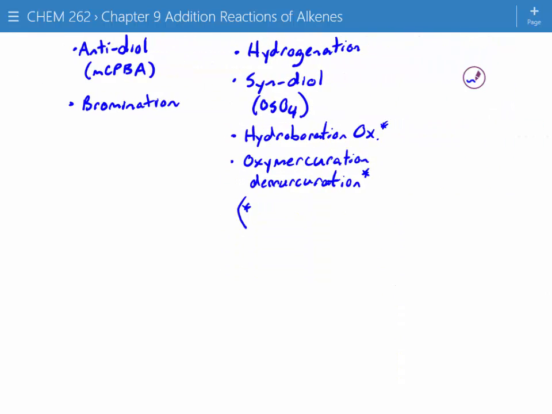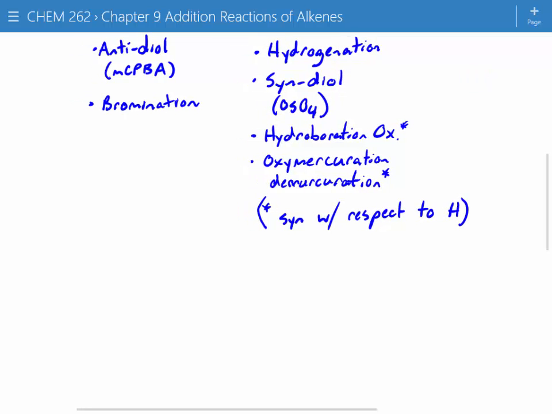In this case, we have to pay attention to the hydrogen that's also being added. So it's syn with respect to the hydrogen that's also added. Oftentimes you could have another alkyl group and it looks anti, but we're really comparing the addition of the hydrogen and the alcohol in these cases. So they're going to be syn to one another.